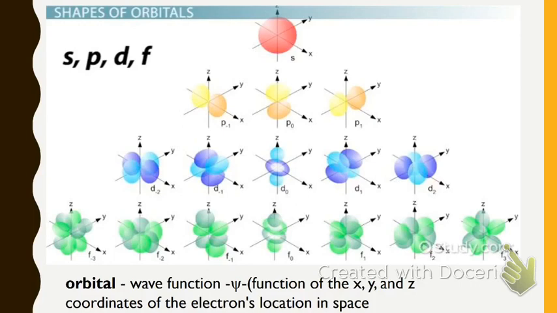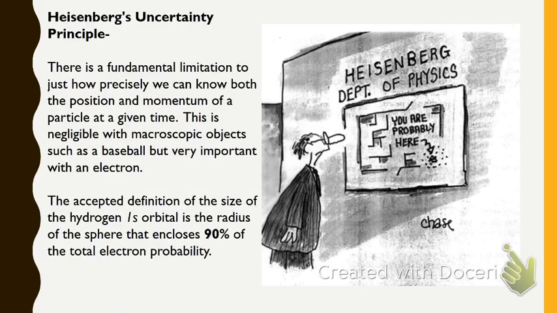Each one of these shapes, if you will, holds 2 electrons. And we have ways of designating that, which is electron address, which is quantum numbers.